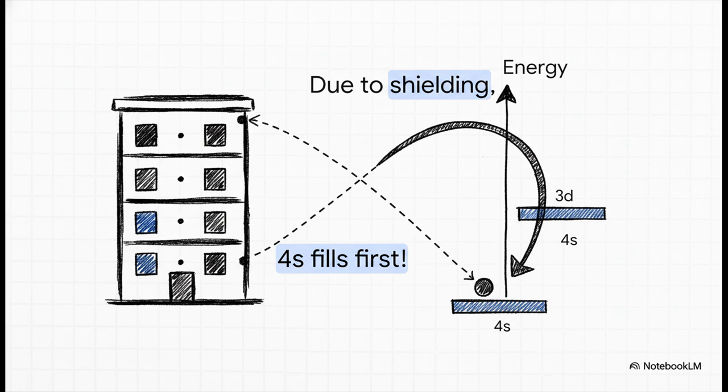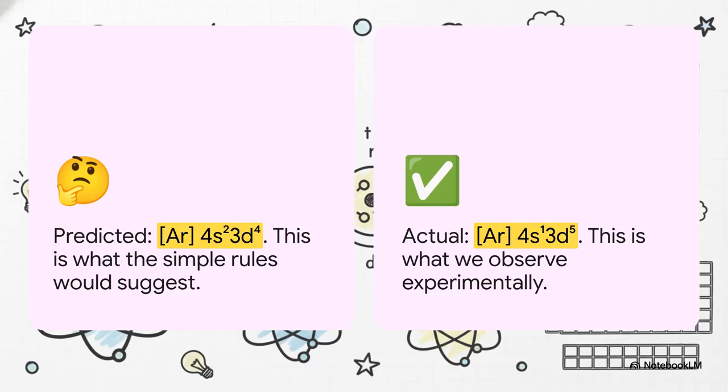Logically, you'd think the third floor apartments, the 3d ones, would fill up before the fourth floor, 4s, right? But it's not that simple, because of some complex physics involving something called shielding. The 4s apartment is actually at a slightly lower energy level than the 3d ones. So believe it or not, our electron tenants will move into the 4th floor before they fill up the 3rd. Weird, I know. And this little quirk leads to some really cool anomalies.